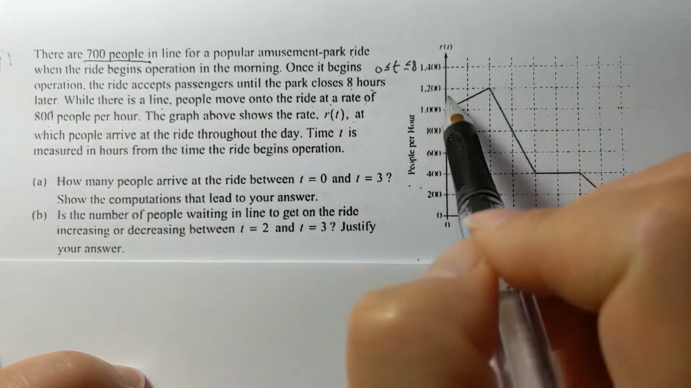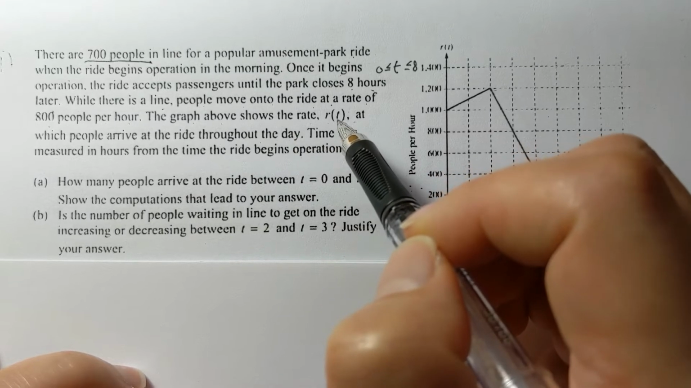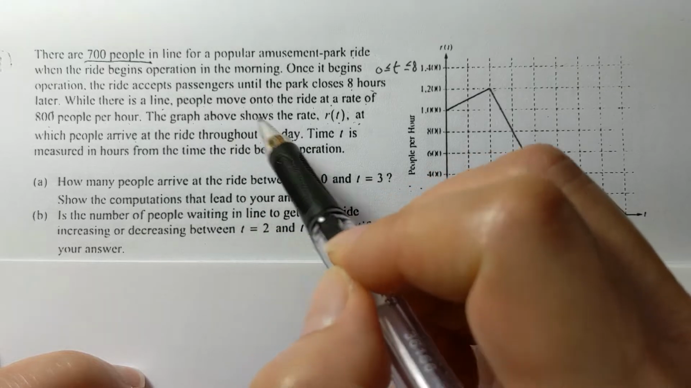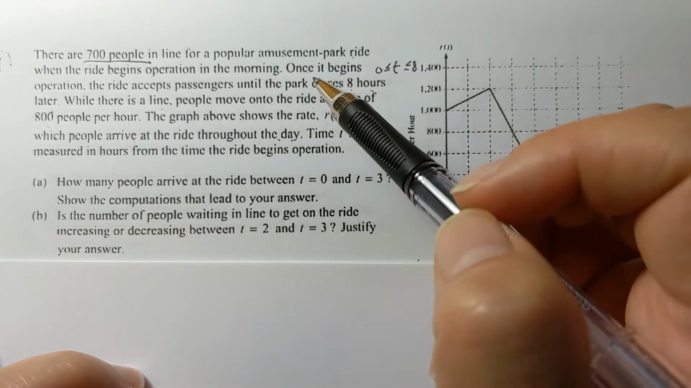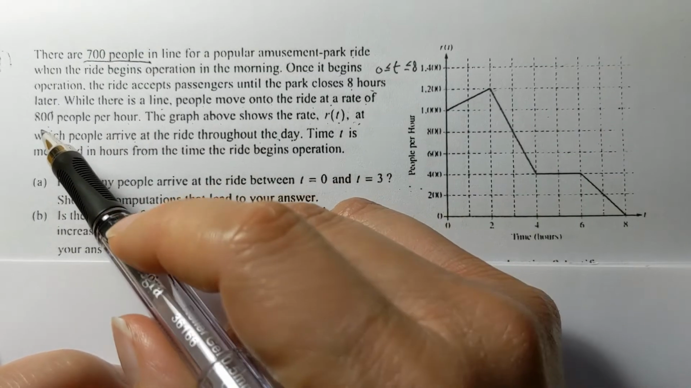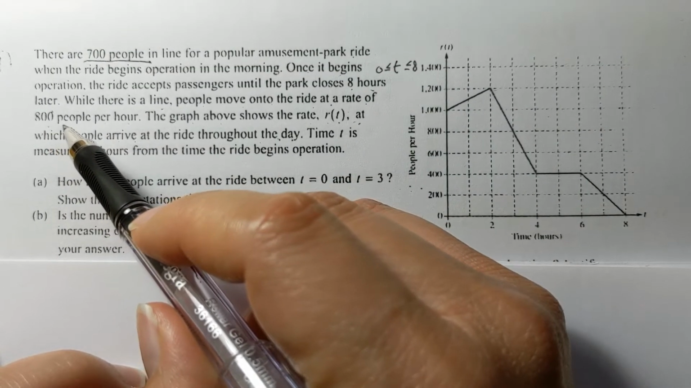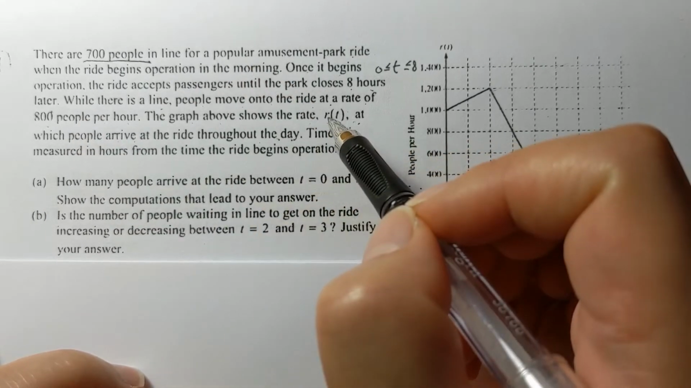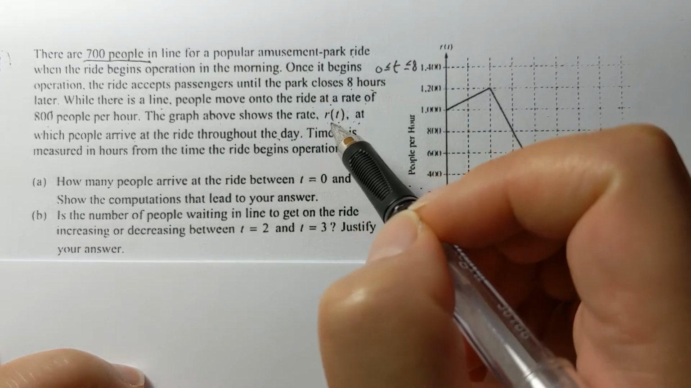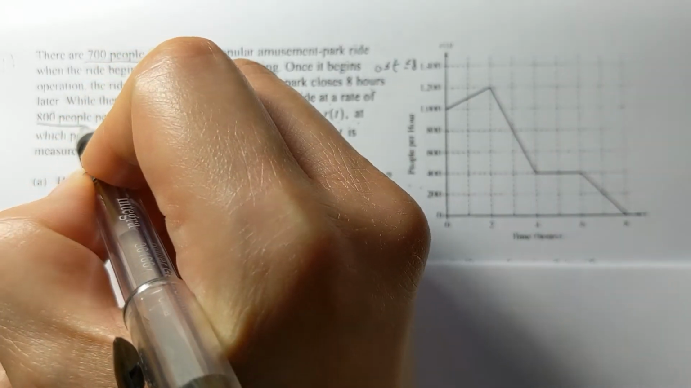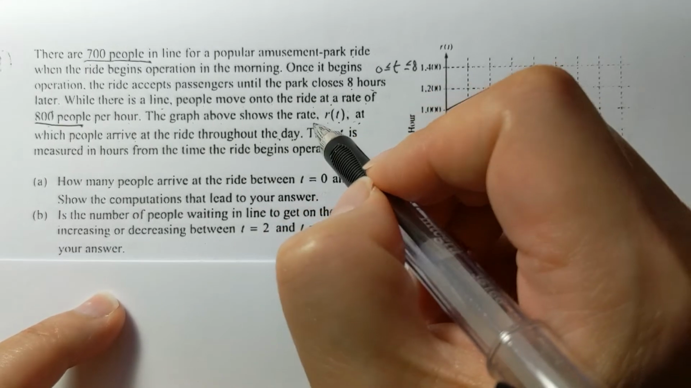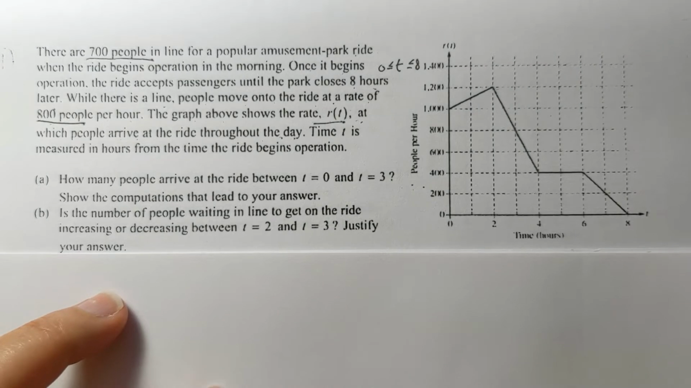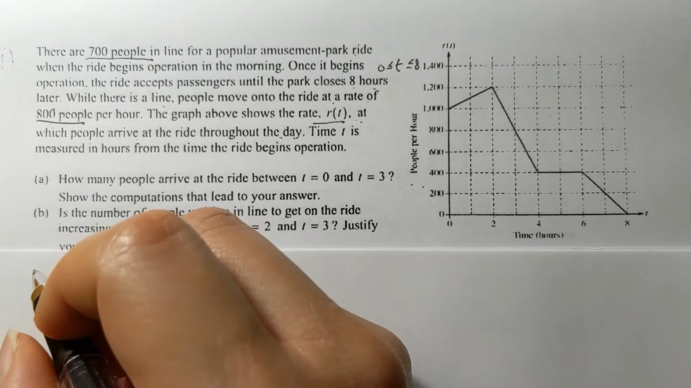The graph above, the bit right here, shows the rate R(t) at which the people arrive at the ride throughout the day. So you put this together, it basically means 800 people are leaving the line per hour. And the people are entering the ride at the rate of R(t). So here, they give us the rate out and the rate in. So even though the question changed into people in the amusement park, the concept is the same.